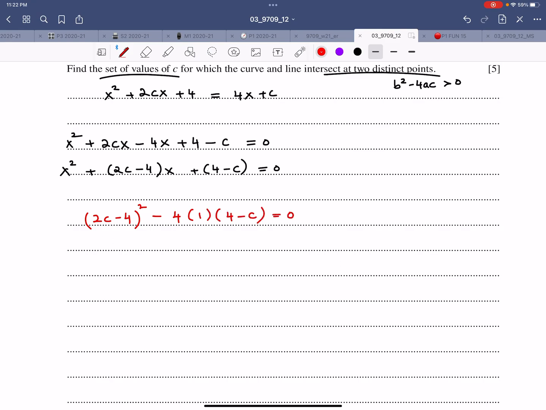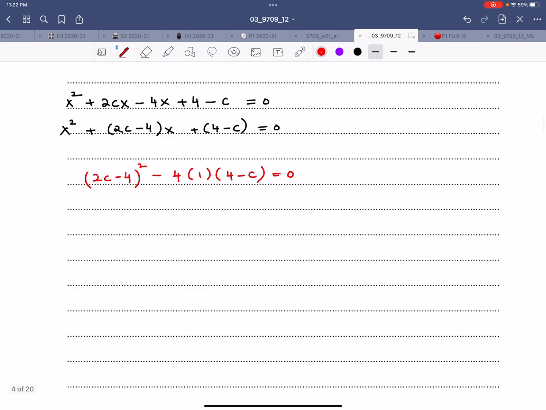Now let's move very carefully. What exactly do we need to do? This thing is 4c squared minus 2 into 2 into 4, that is 16c, plus 16. Therefore this is minus, as it is, 4 into 4 is 16 minus 4c. So open up the bracket: 4c squared minus 16c plus 16 minus 16 plus 4c. 4c squared minus 12c, the 16s cancel.